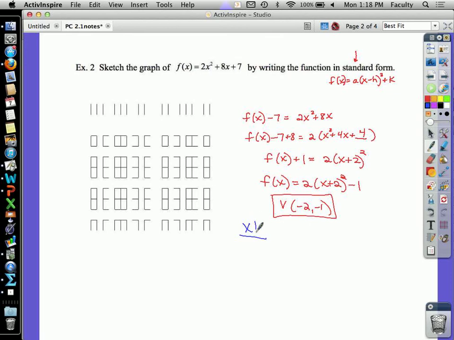Now let's make a table. Remember with parabolas, we do a table with 5 rows.